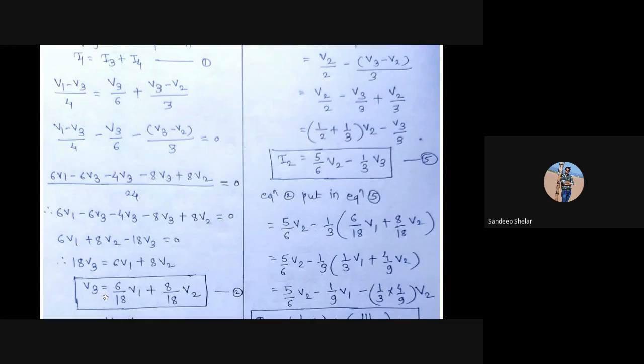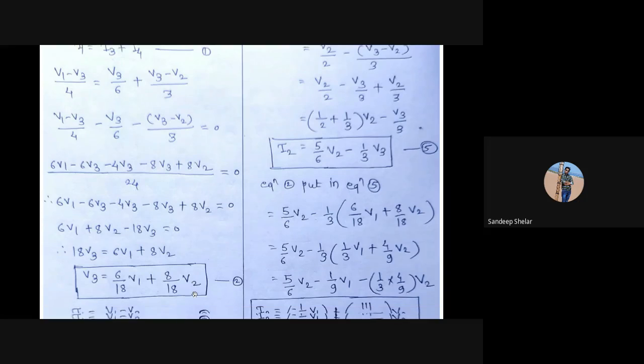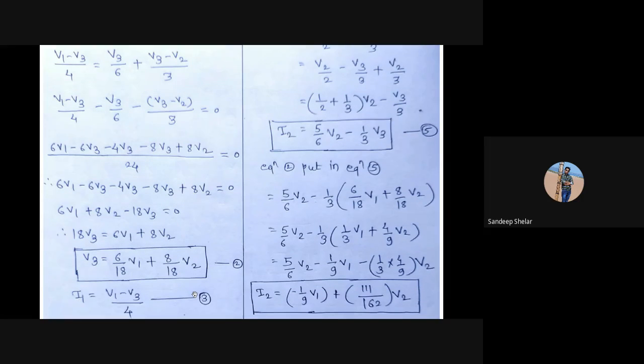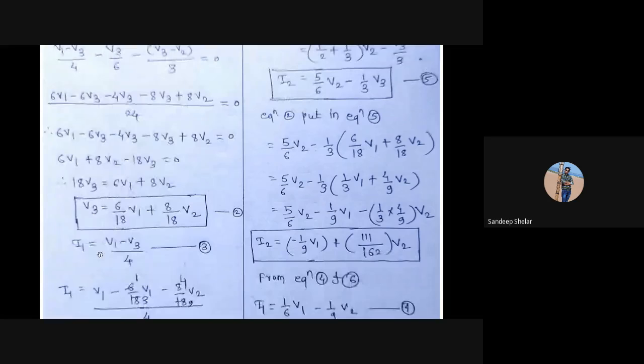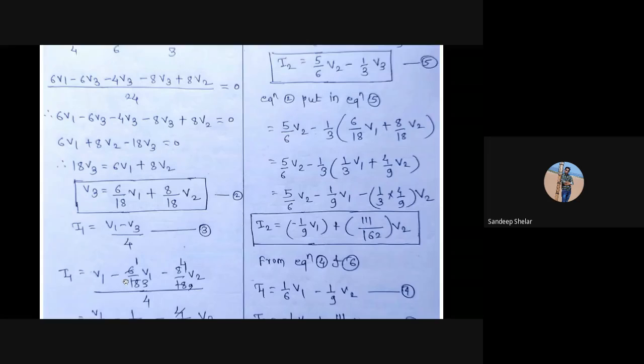Then v3 is equal to 6 upon 18 v1 plus 8 upon 18 v2. Then I1 is equal to v1 minus v3 upon 4, because we have already taken I1 is equal to v1 minus v3 upon 4. Now in this equation the value of v3 is put. It is I1 is equal to v1 minus 6 upon 18 into v1 minus 8 upon 18 into v2. Now we have to solve this equation.